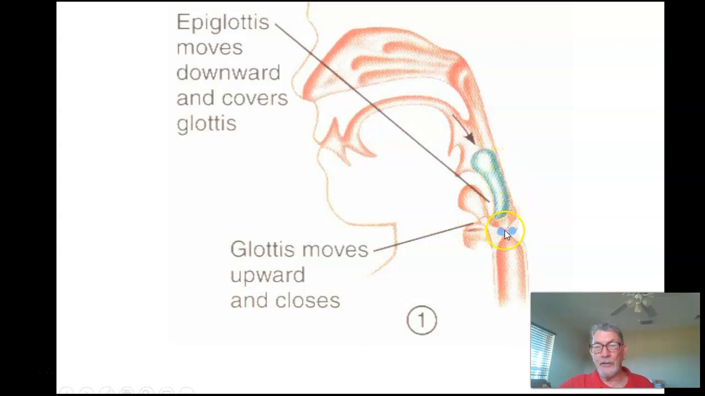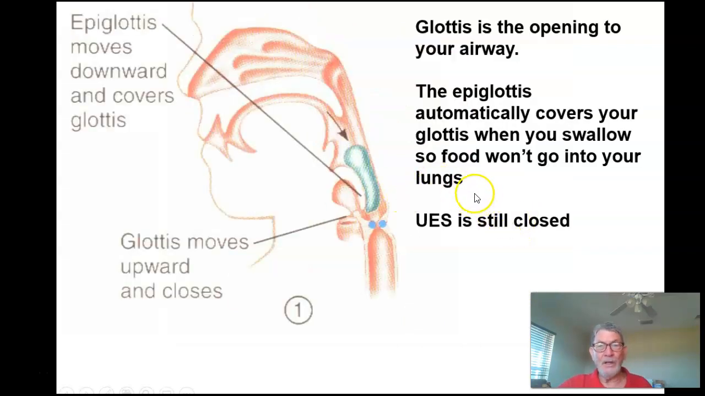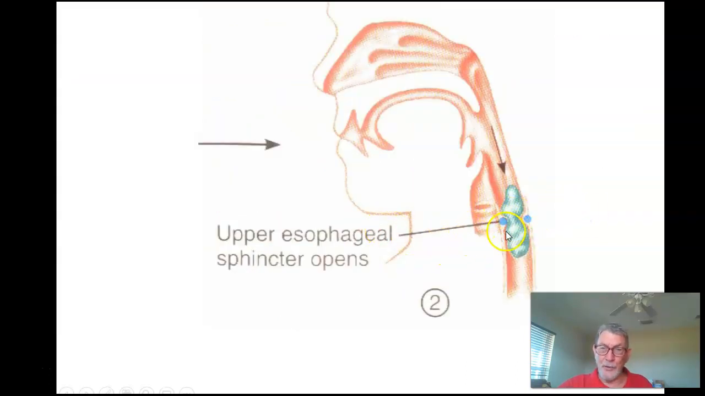The signal hits the upper esophageal sphincter, and it opens just long enough for the bolus to go through, then it closes again. Here we go. Glottis is covering the airway. Upper esophageal sphincter is still closed, but it does open to let the food move down and closes right behind it.